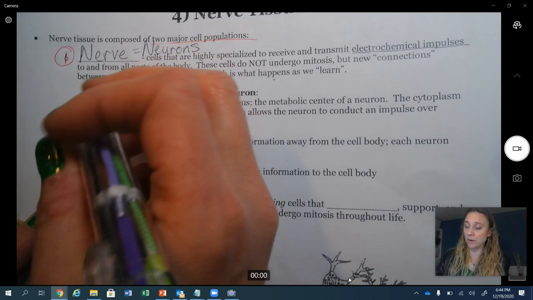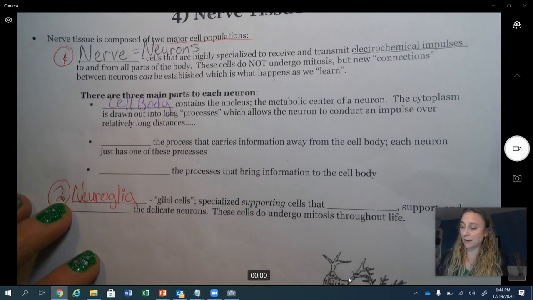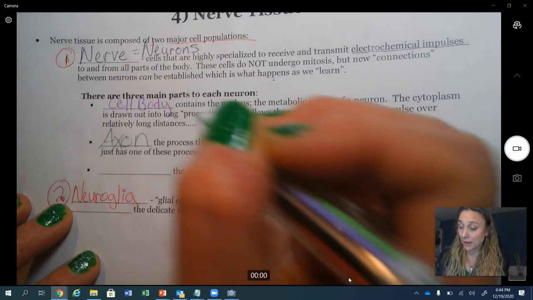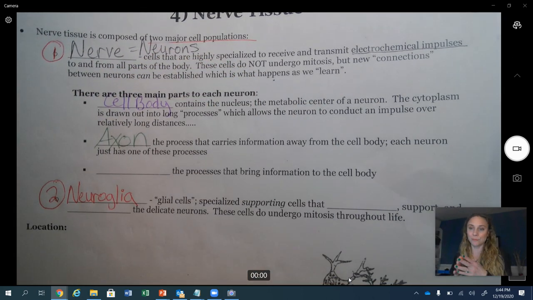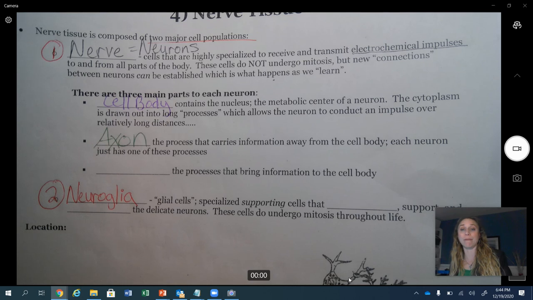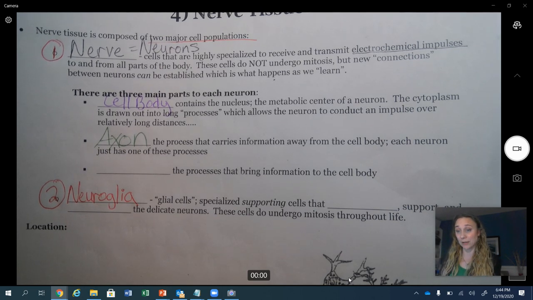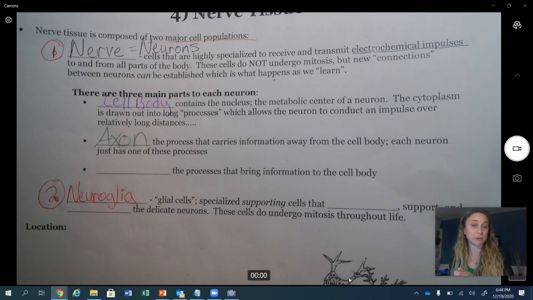The axon is one process that comes from the cell body. It's cytoplasm drawn out into a very long process called an axon. It carries information away from the cell body. If this neuron has decided to transmit the signal, it'll act on the axon and carry information to something else. Could be a muscle, telling it to contract. Could be accessing information. Could be storing information.